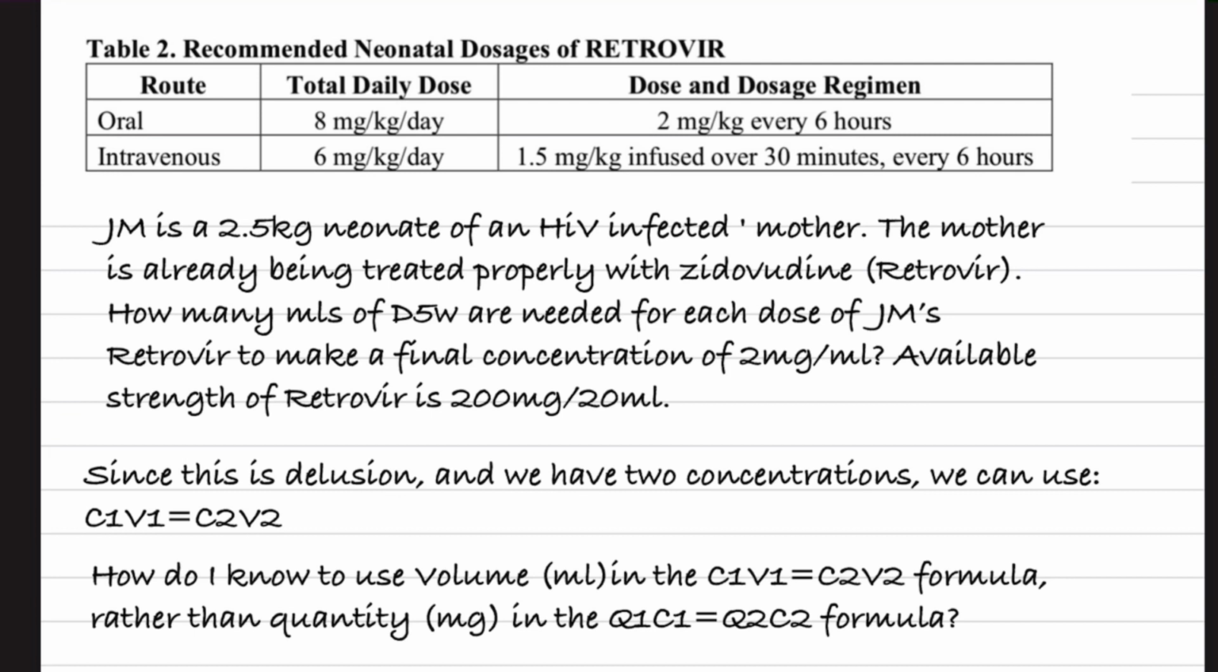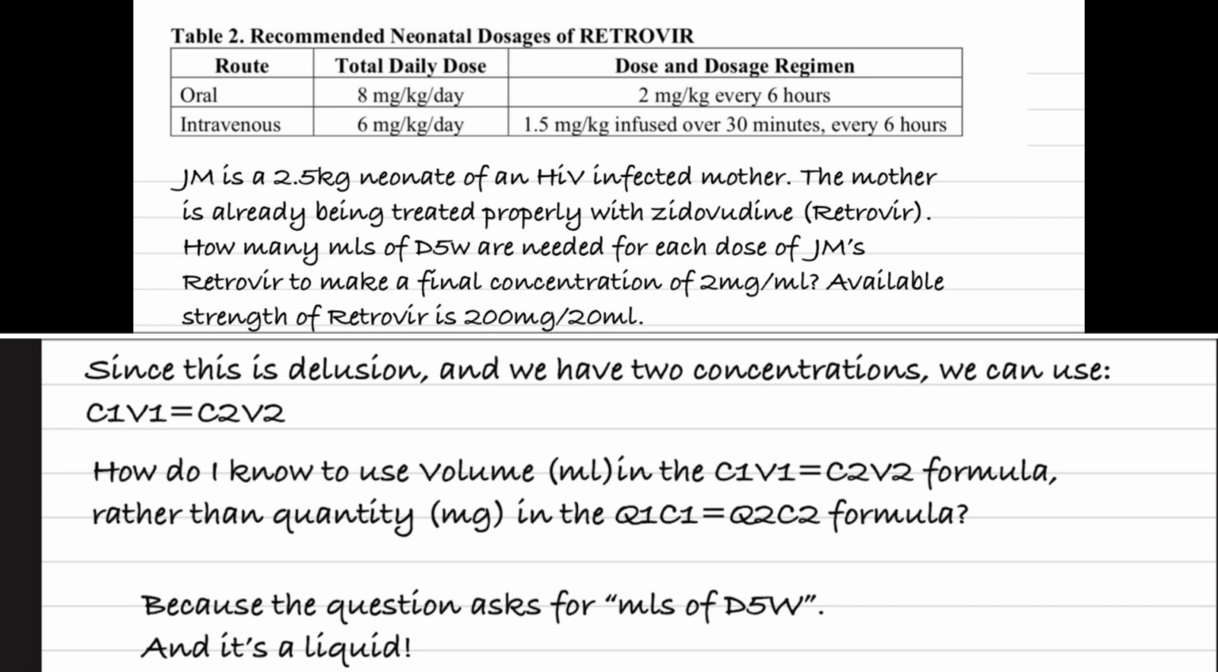Notice that we have a table here describing route, total daily dose, and dose regimen. We'll be careful to answer exactly what it's asking, oral versus intravenous dose. And keep in mind that we're looking for how many milliliters of D5W are needed for each dose. Since this is a dilution, and we have two concentrations, we can use C1V1 equals C2V2.